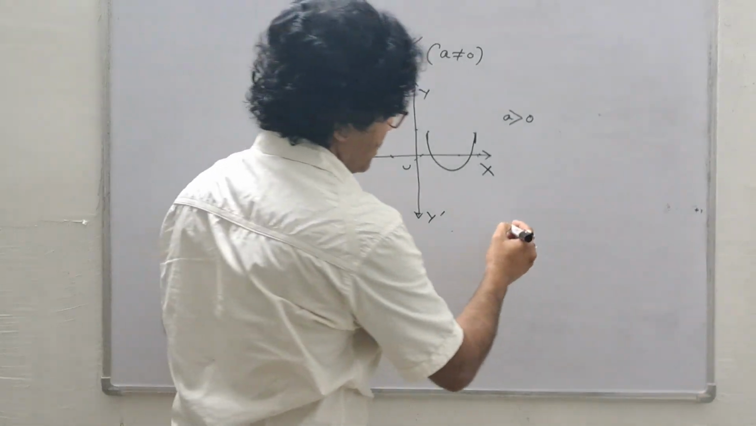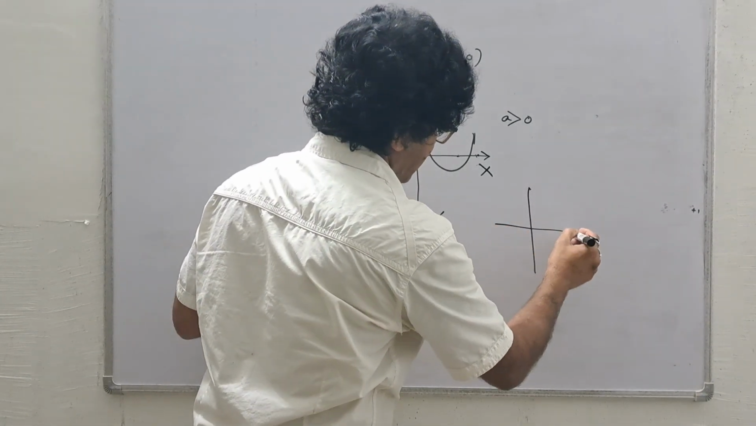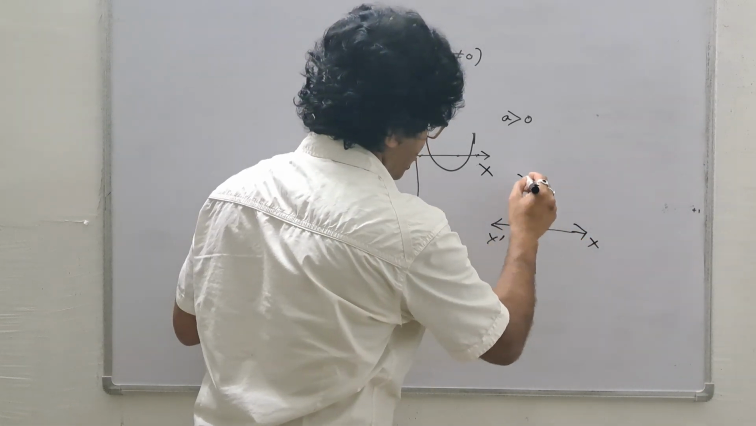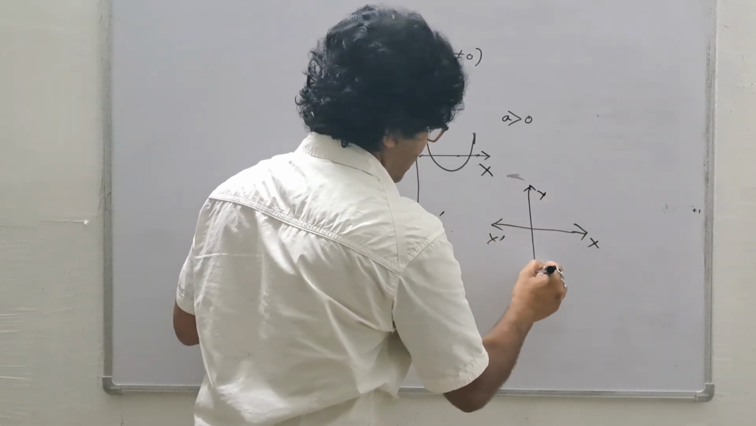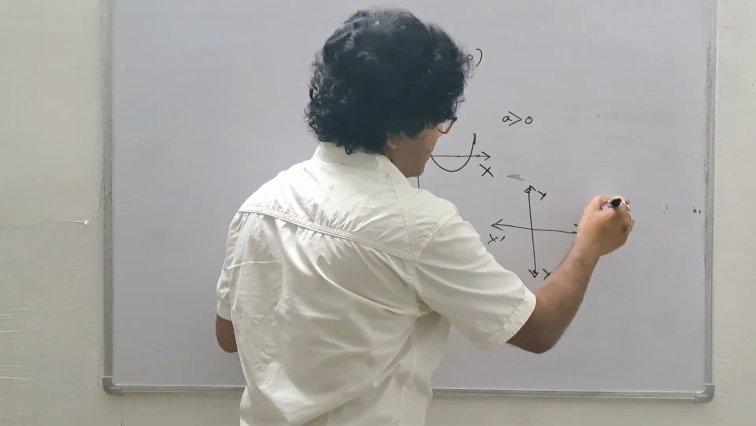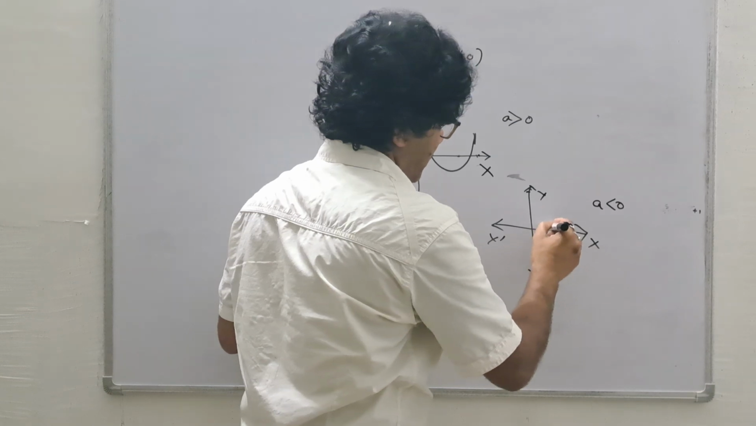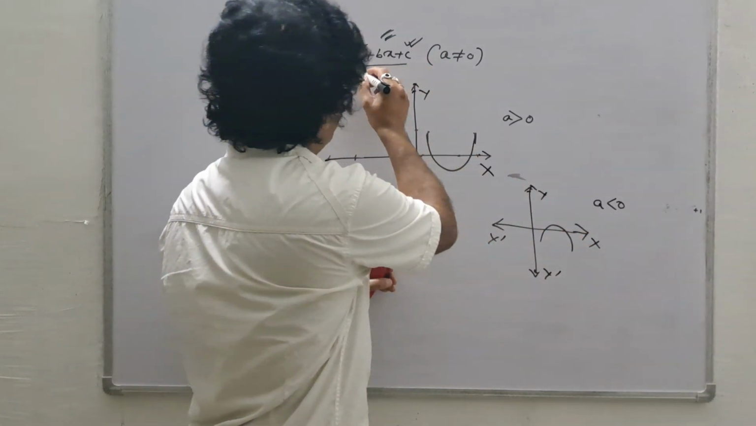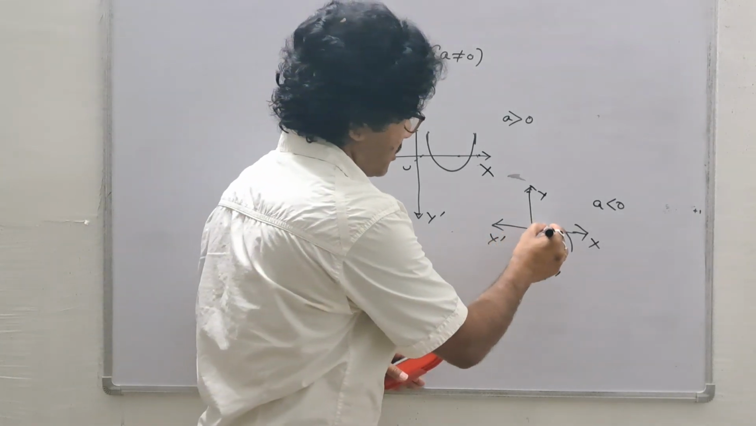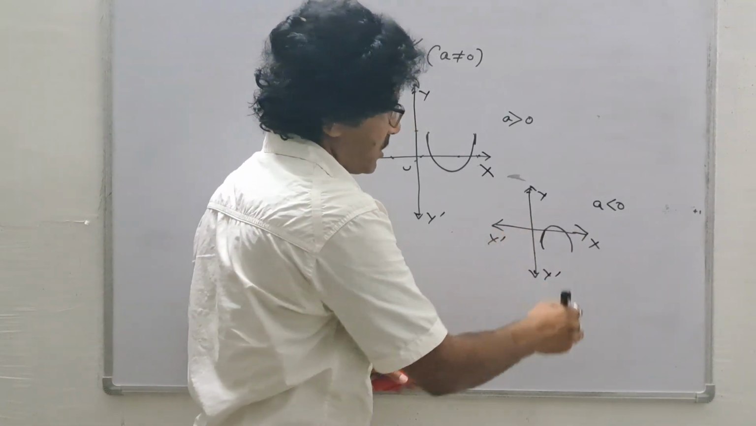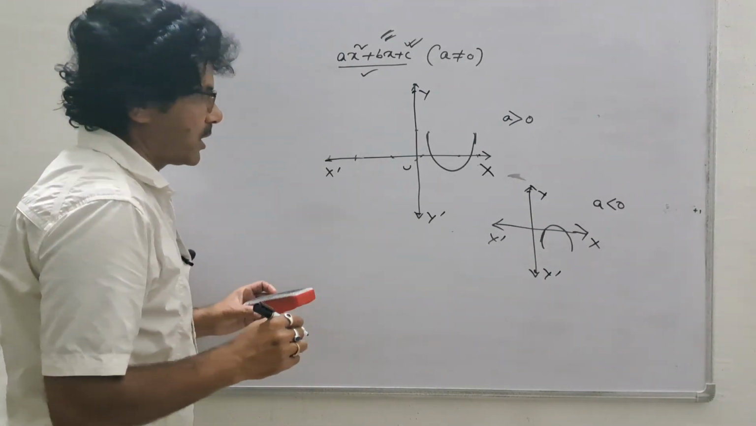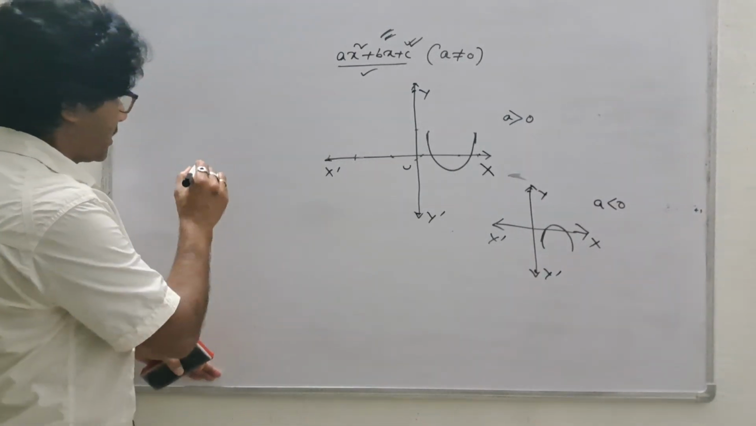Similarly, if a less than 0, then the graph of the quadratic polynomial is a parabola concave downward. Okay, let us take an example for our better understanding.